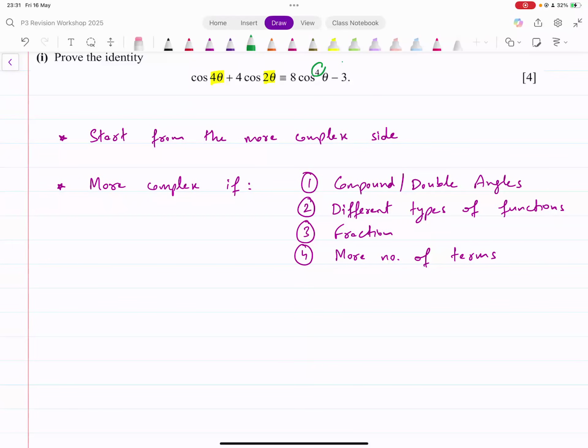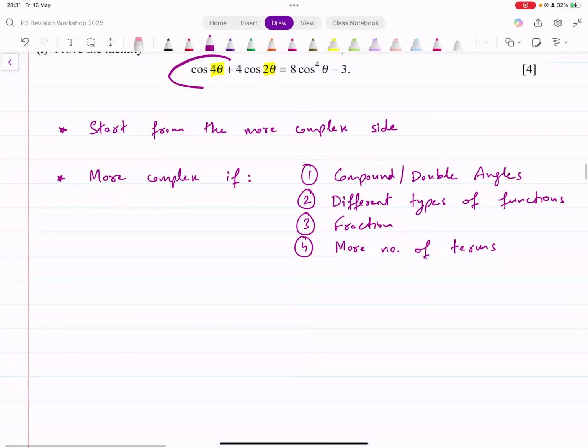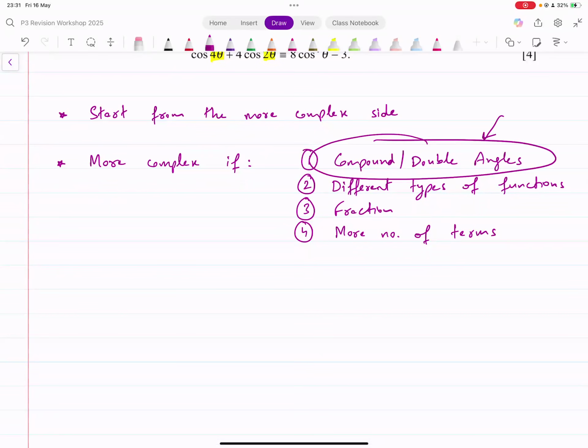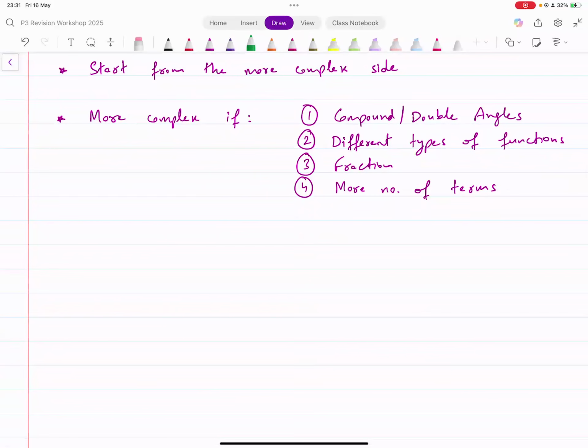Even though the right side has power, that's not what introduces complexity. It's the multiple. If it's multiplying by something, or if something is being added or subtracted inside the angle, that is what makes the expression more complex. On the left side, you have double angles here. You can say that is more complex. So this is one thing that you need to decide on, whether to start from the left-hand side or the right-hand side.